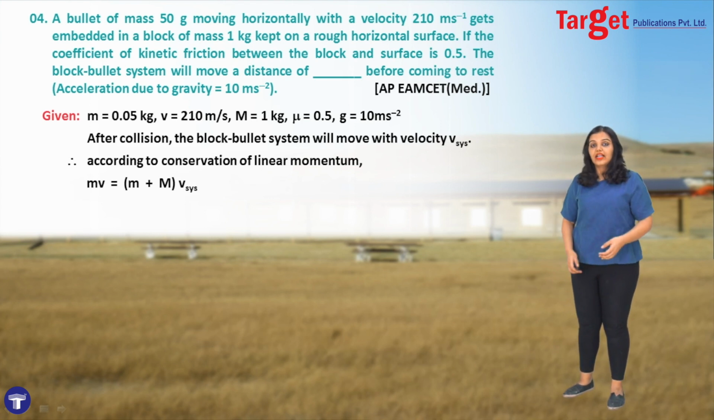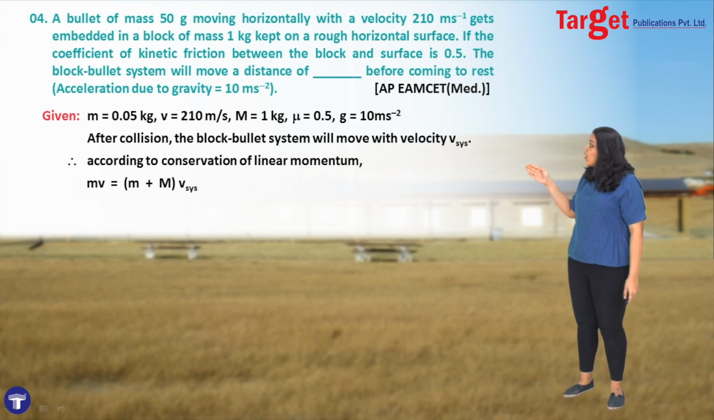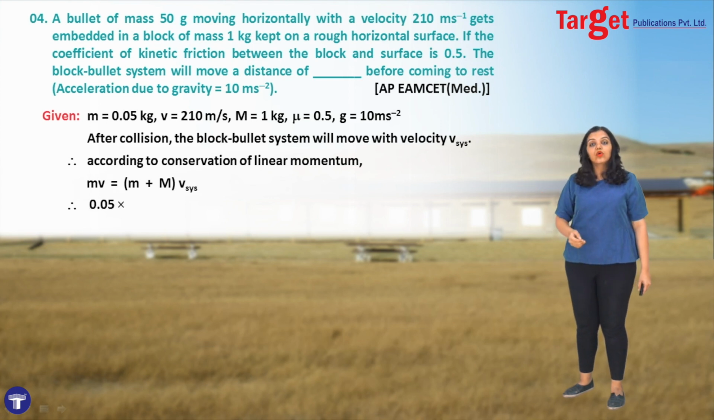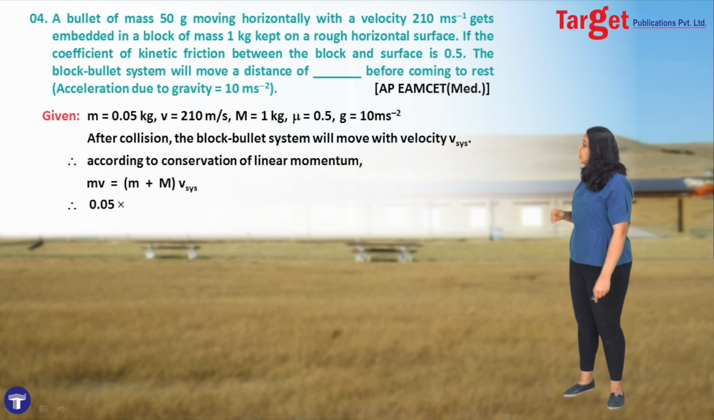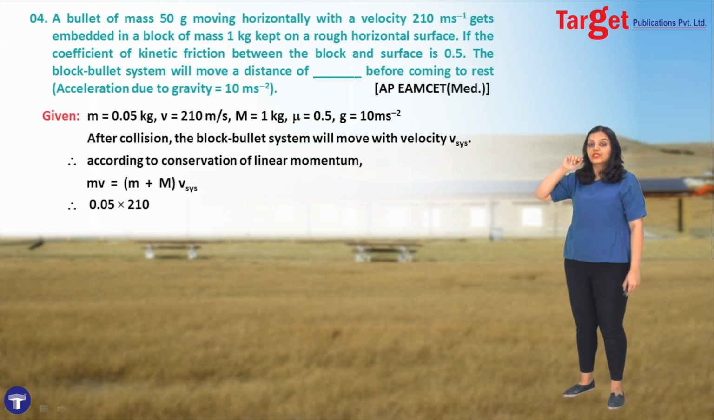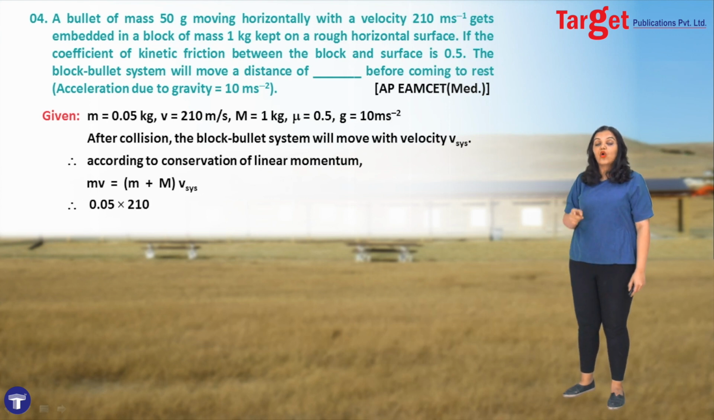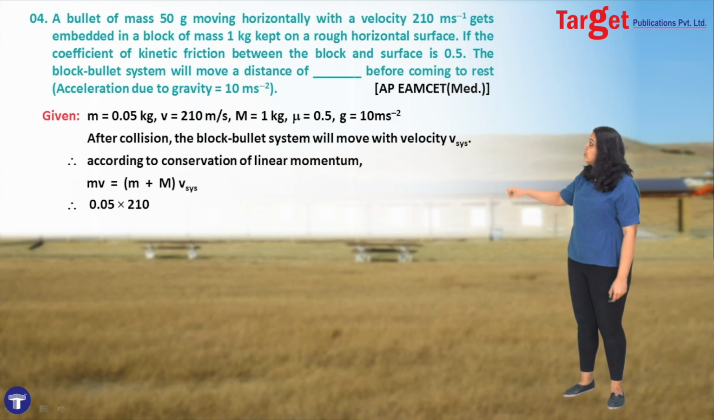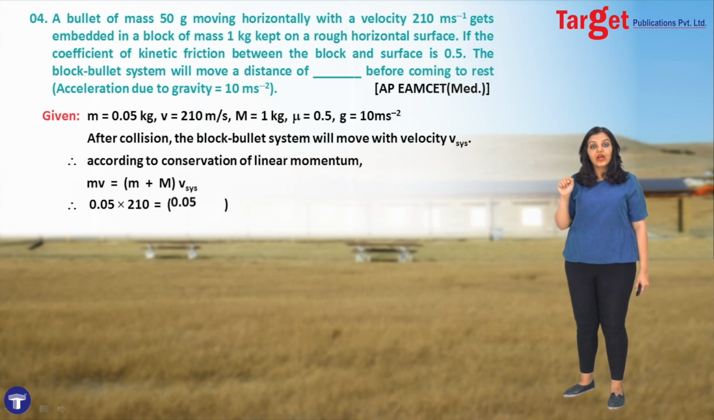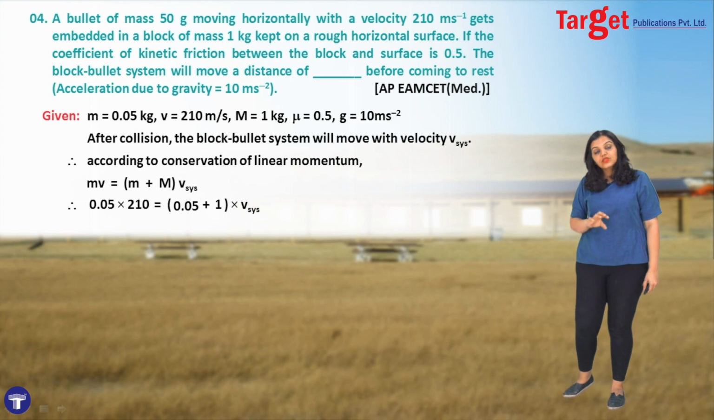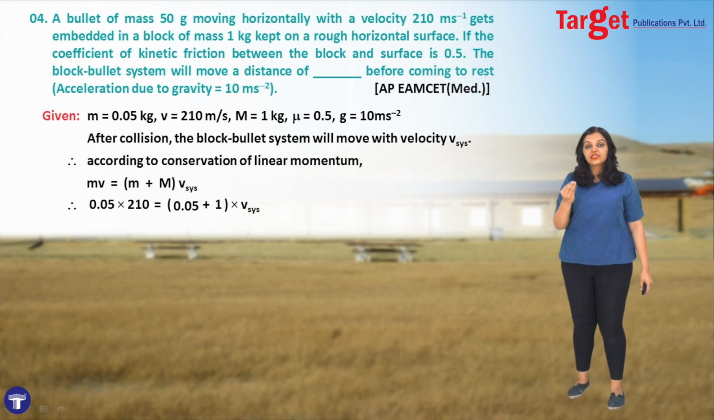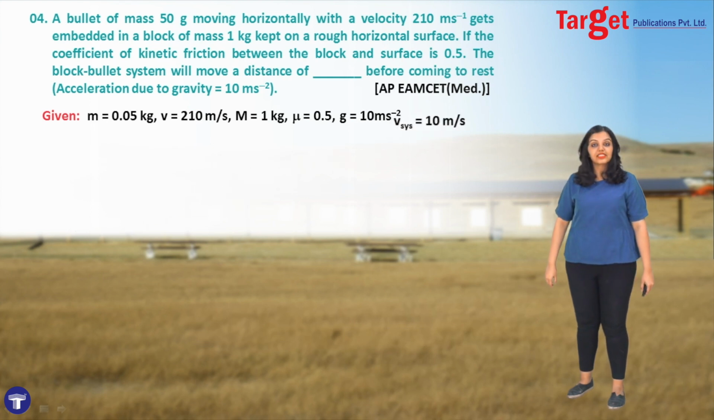Now I'll put in all the values that I know. Small m is 0.05 kg, so I substitute its value. The initial velocity is 210 meter per second. I know the mass of the bullet and the block, so I bring down 0.05 plus 1 kg of the block, and this will give me the answer for the system velocity, which comes out to be 10 meter per second.